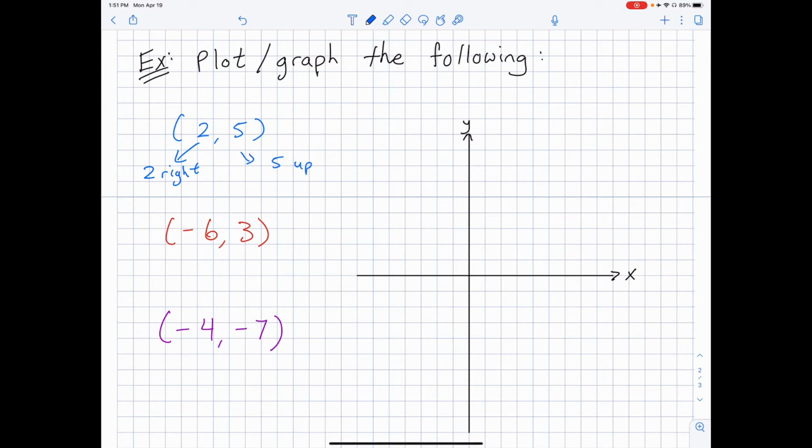So first of all, we're going to go 2 to the right from the center. So 1, 2. And then we're going to go 5 up. So 1, 2, 3, 4, 5. Now we place the point. So now we can place our point in blue here. And we can then label it 2, 5.